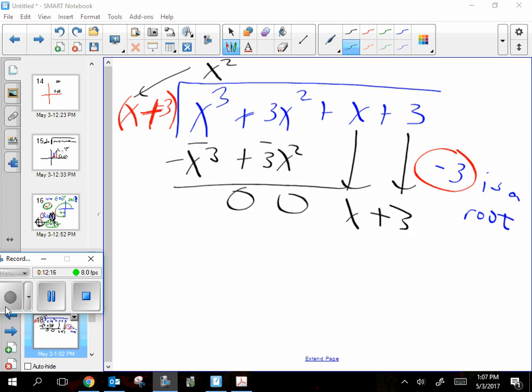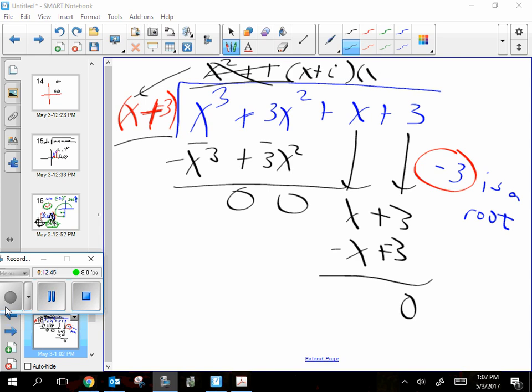And then I just have to figure out what goes here so that that times x can make x. Oh, must be a 1. 1 times x, x. 1 times 3, 3. Make them opposites. 0 remainder. Cool, it worked. Once again, is it factored all the way? No. That and that is factored, but it's not factored all the way. It's not factored over the complex numbers, because this part here would then need to be turned into x plus i and x minus i.